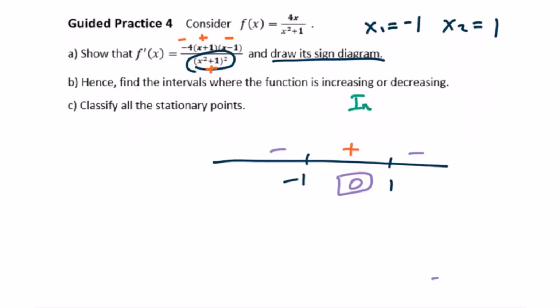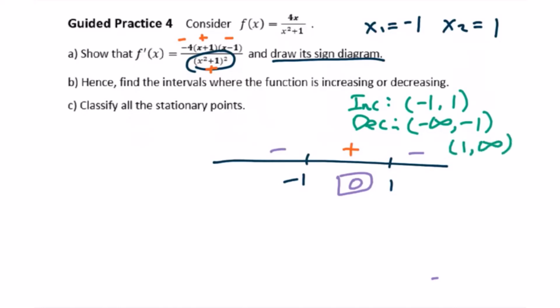Therefore, increasing is from negative 1 to 1. For decreasing, that is from negative infinity to negative 1, and from 1 to positive infinity. So you could say this is going down, going up, then going down, which means negative 1, this point will be a minimum point. This point will be a maximum point.